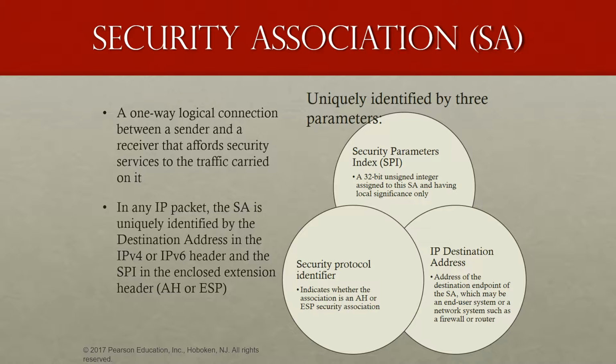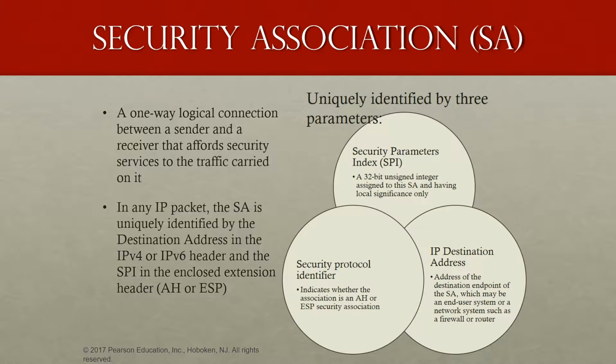A security association is uniquely identified by three parameters. Security Parameters Index, SPI, a 32-bit unsigned integer assigned to this SA and having local significance only. The SPI is carried in AH and ESP headers to enable the receiving system to select the SA under which a received packet will be processed.